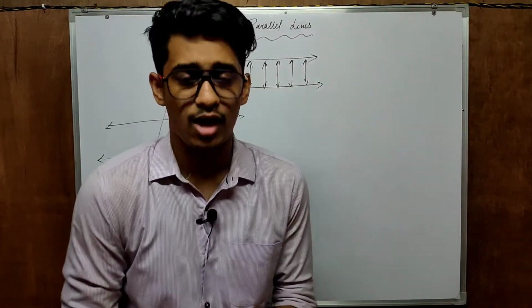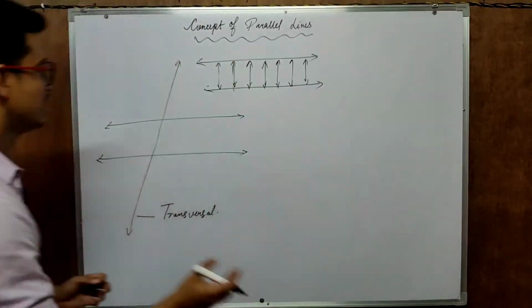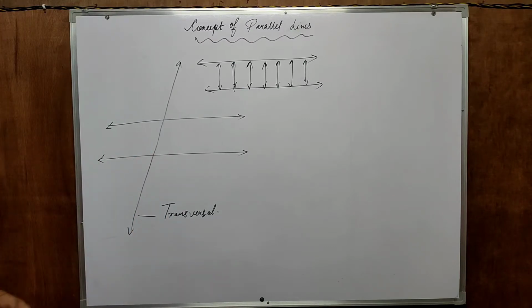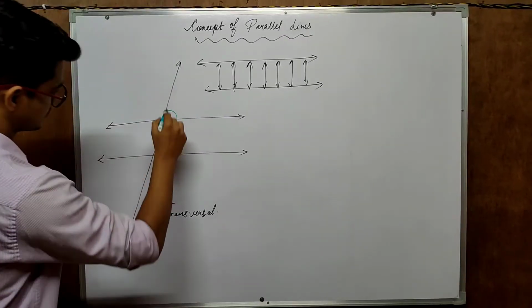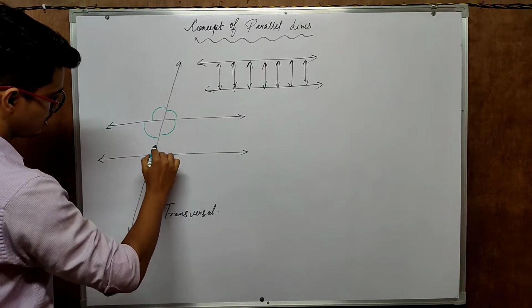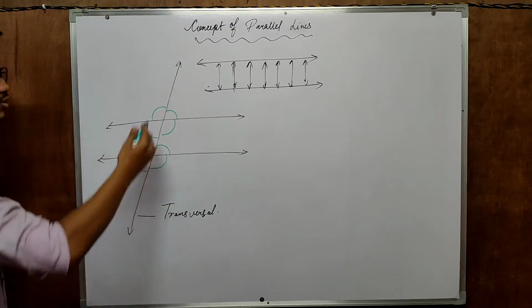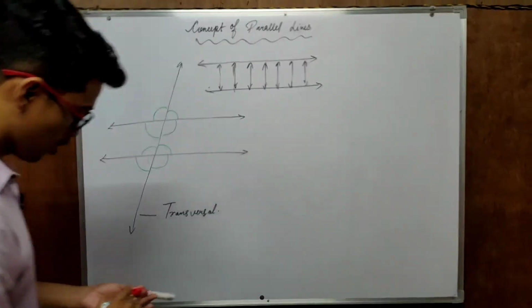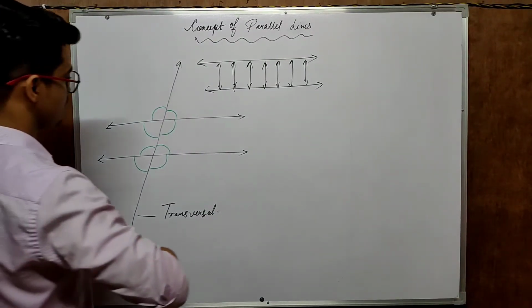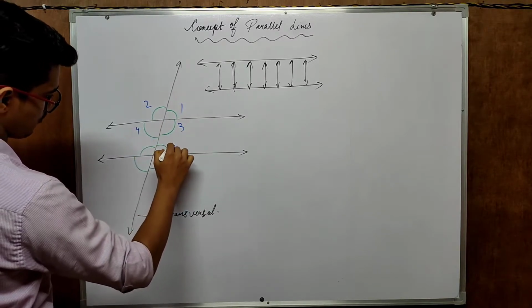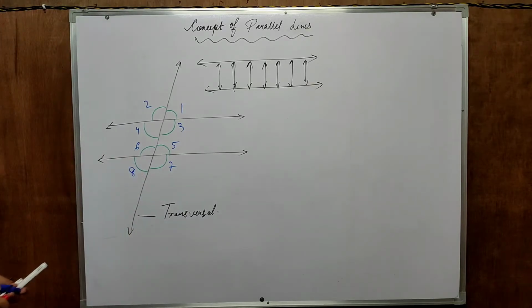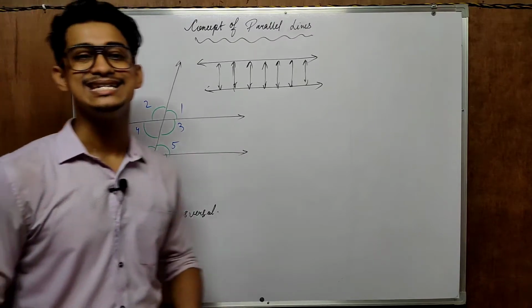So what is the significance of a transversal? How is a transversal making a difference in parallel lines? Let me give you some more data related to it. Now see here, how many gaps are there? There is 1 gap, 2 gap, 3 gap, 4 gap, 5 gap, 6 gap, 7 gap, 8 gap. What is that gap called? Angles. You know that. Now let me give one name for each: 1, 2, 3, 4, 5, 6, 7, 8. So there are 8 angles.